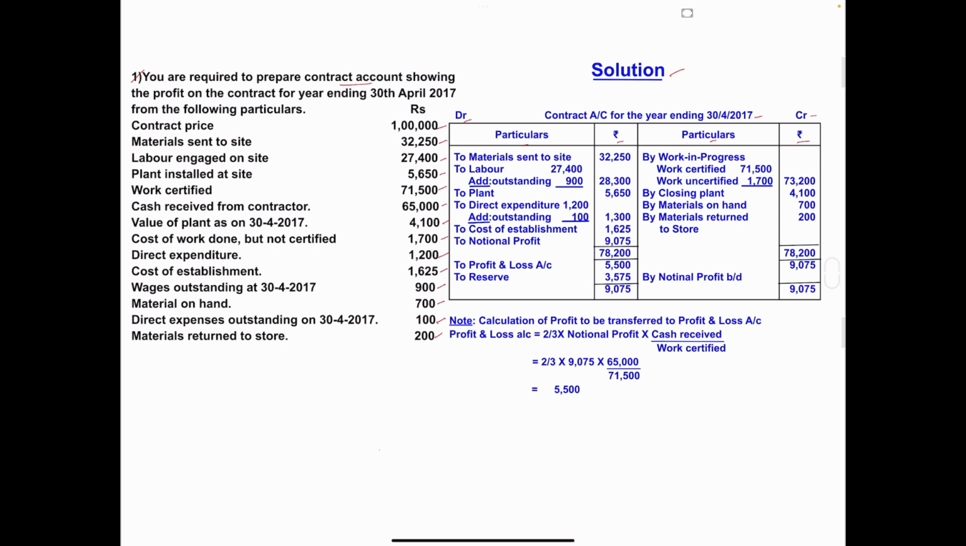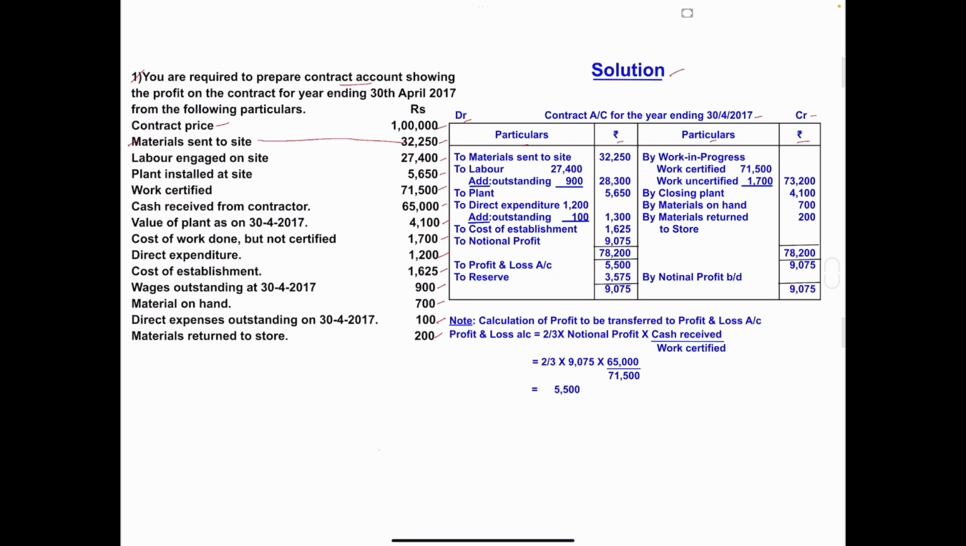See the problem. First item is contract price. This item we will not take in the contract account, because only when the work or contract is completed do we take the contract price under the head contract account. But this contract is incomplete, because in this problem work certified and work uncertified amounts are given. So we will not take the contract price in the contract account. Leave this item and move to the next item, that is material sent to site, 32,250.